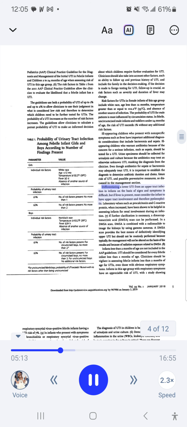Differentiating a lower UTI from an upper tract infection in infants on the basis of signs and symptoms is difficult, but if fever is present, most consider the infant to have upper tract involvement and therefore pyelonephritis. Laboratory values such as procalcitonin and C-reactive protein increase and have been shown to be helpful in assessing infants for renal involvement during an infection. If further clarification is necessary, a dimercaptosuccinic acid (DMSA) scan can be performed. In a DMSA scan, DMSA is combined with a radionuclide to image the kidneys by using gamma cameras. The DMSA scan provides the best means of definitively identifying upper UTI but should not be routinely performed because typically, the management will not be altered on the basis of the results and because of radiation exposure related to DMSA.